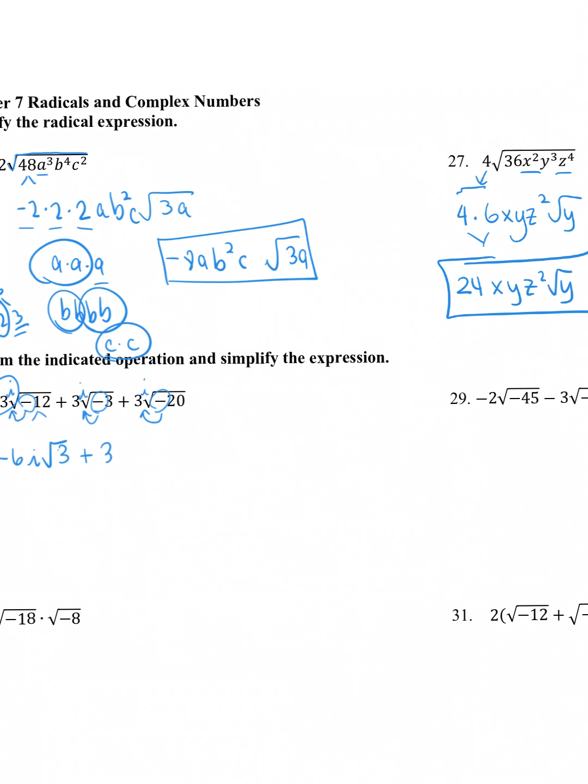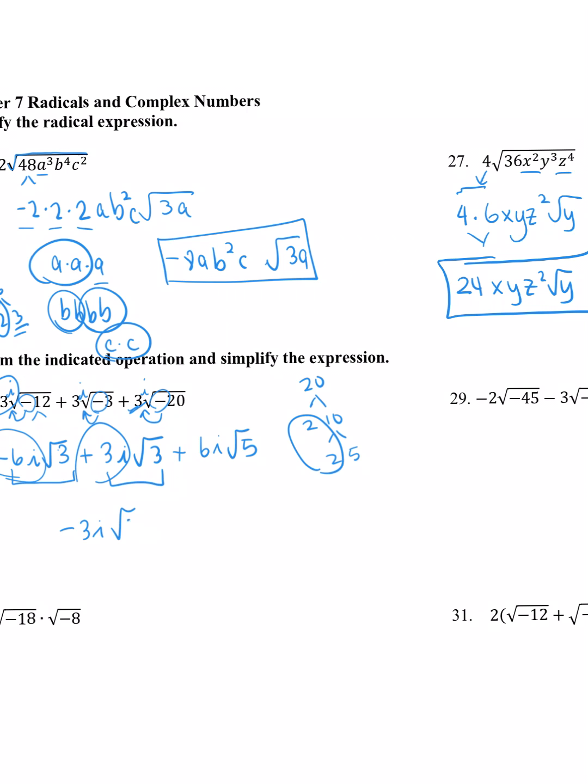This doesn't change because I can't break that down. And when I break down the 20, I have 2 and 10, 2 and 5. So 2 root 5, but I already have a 3i, so 3i times 2 is 6i times the square root of 5. Now these are like terms and these are like terms, so those I can combine the coefficients in the front to have negative 3i root 3, and this is just going to tag along like this. And that right there is my final answer.